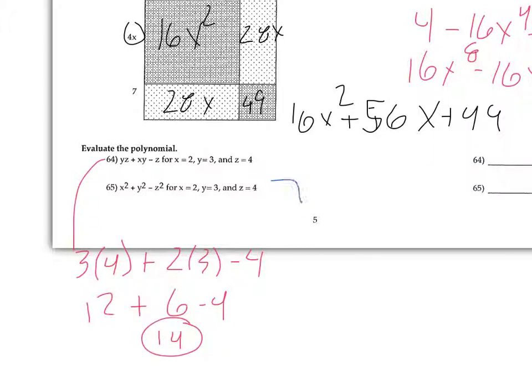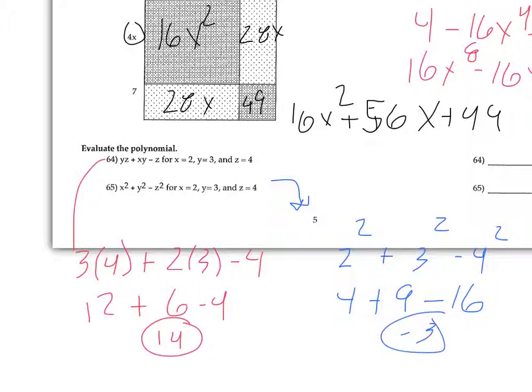Second one here, plugging stuff in. X squared, we have a 2 squared plus a 3 squared minus a 4 squared. So we have 4 plus 9 minus 16. So this is going to be negative 3. So that's the multiplication, some box stuff, and evaluating polynomials with several variables.